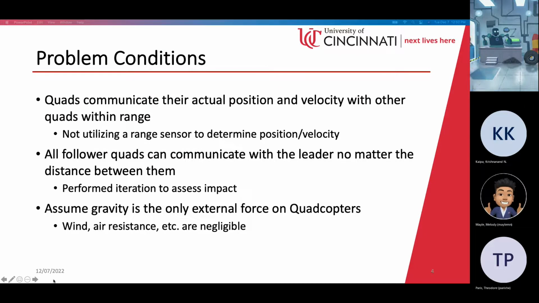So like we said, all of the quads communicate their actual position and velocity. We're not implementing a range sensor from one follower to another. They can communicate their actual states. And the leader can always communicate with every follower. So there's a range sensor, so the followers can only communicate with the followers in a range, but they can always talk to the leader. And then we assume gravity is the only external force, so we're ignoring wind and all these other things that make it more complicated.